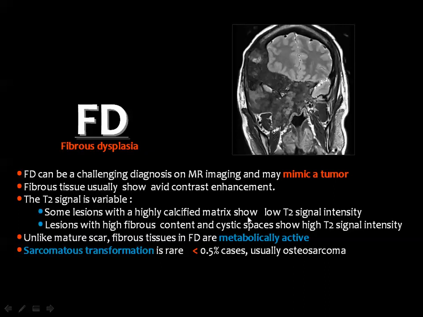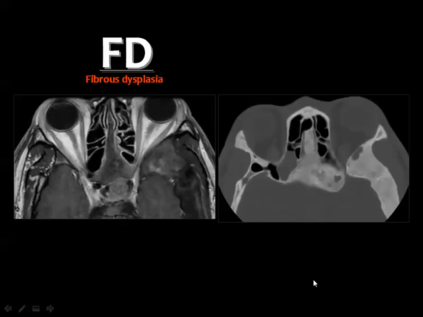The fibrous tissue usually shows significant contrast enhancement, and this will be evident on MRI, of course. In the T2 weighted images, most of the lesions may show low signal, as you can see here, but some of the lesions, due to the presence of cystic changes, will show high T2 signal. You should remember that fibrous dysplasia is a metabolically active lesion, and sarcomatous transformation is considered rare, representing less than 0.5% of the cases, and is usually transformed into osteosarcoma.